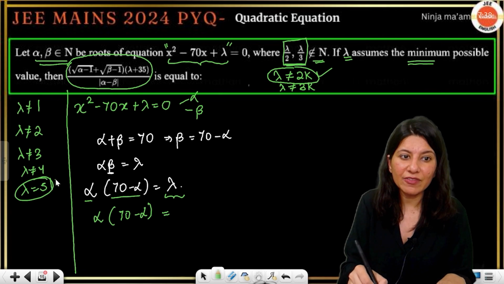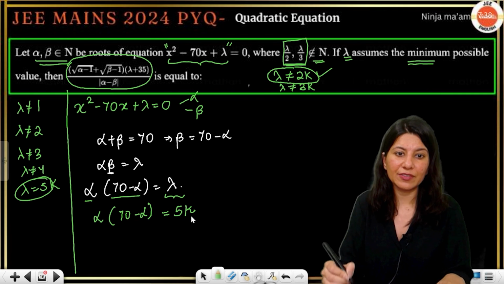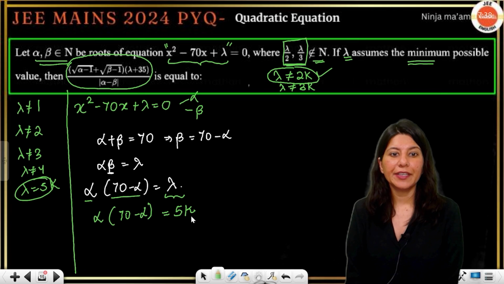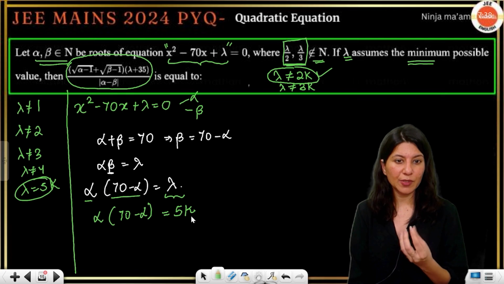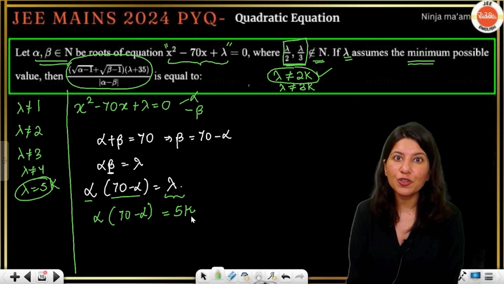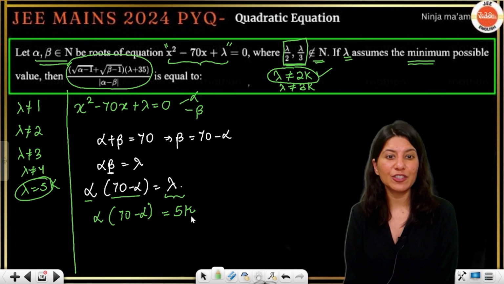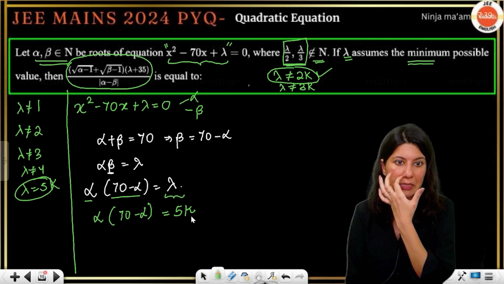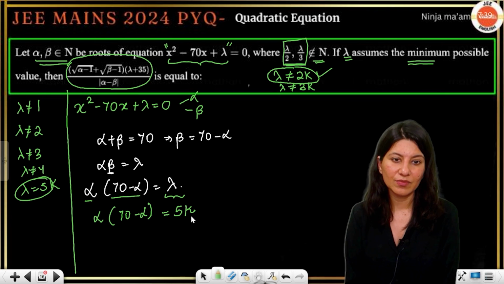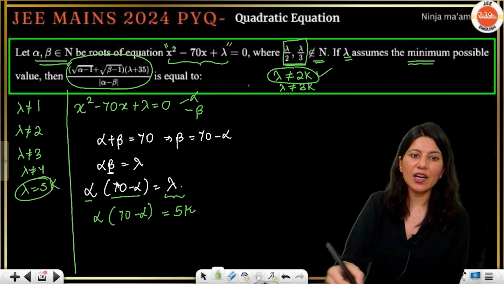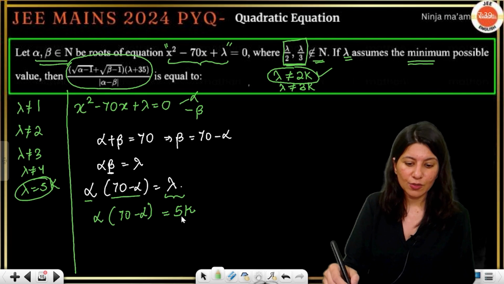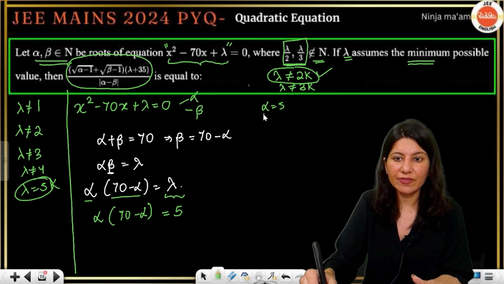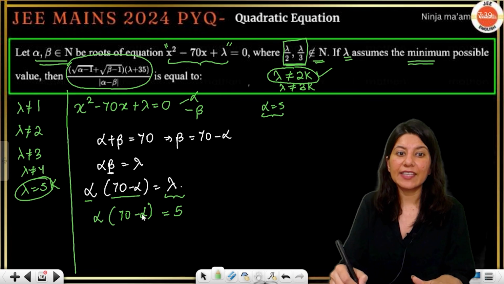Basically 5k, a multiple of 5. So what I'm trying to say is that if lambda is a multiple of 5, minimum possible we are looking for, alpha should also be a multiple of 5. We have to balance both things. Either alpha or 70 minus alpha should be a multiple of 5. Let us take alpha as 5. If alpha is 5, then 70 minus 5.